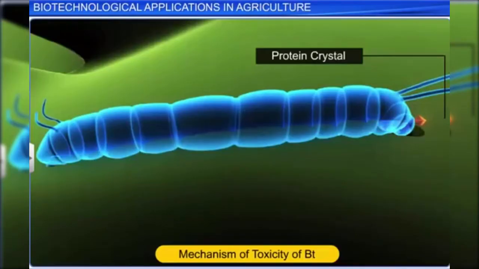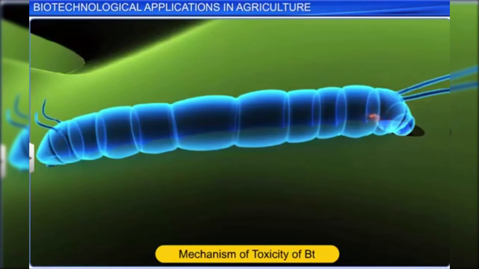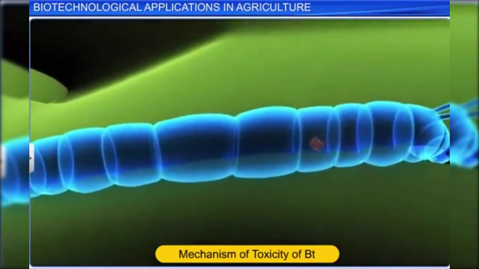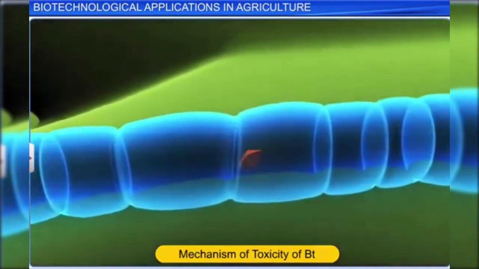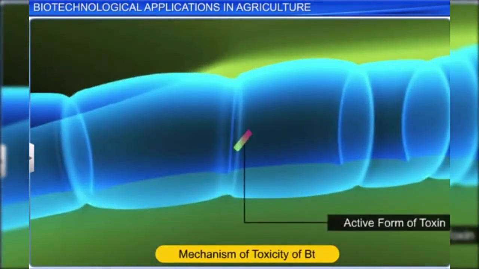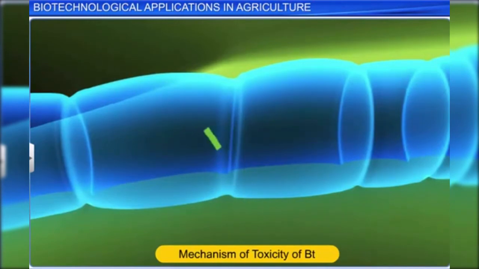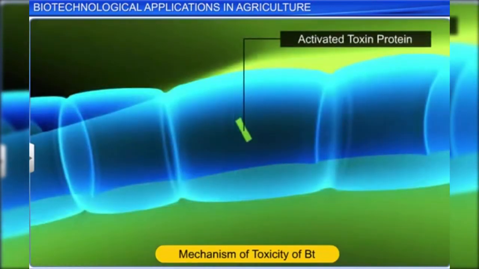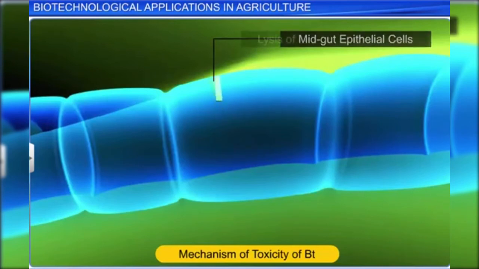Although the Bt toxin protein exists as an inactive protoxin, once an insect ingests it, it is converted into an active form of toxin due to the alkaline pH of the gut, which solubilizes the crystals. The activated toxin binds to the surface of the midgut epithelial cells of the insect and creates pores, which cause cell swelling and lysis and eventually kill the insect.